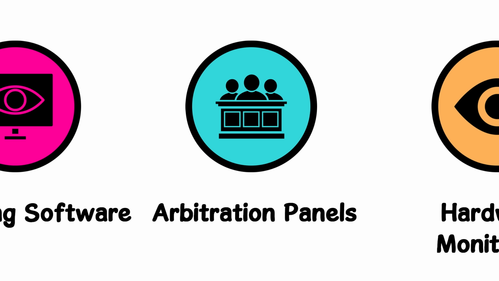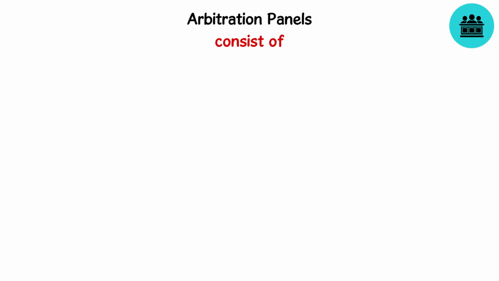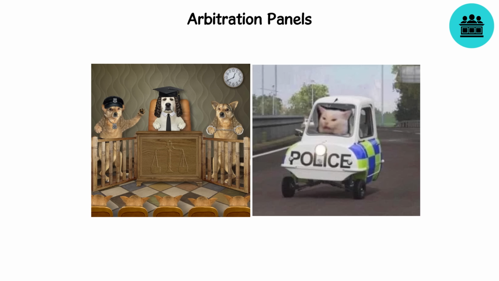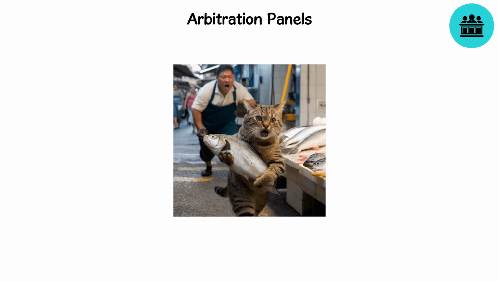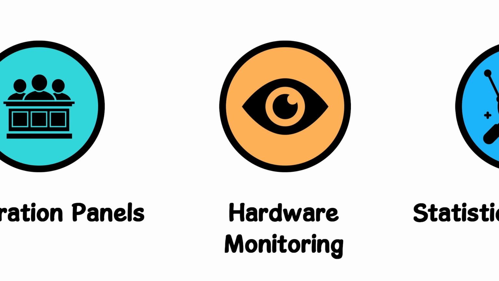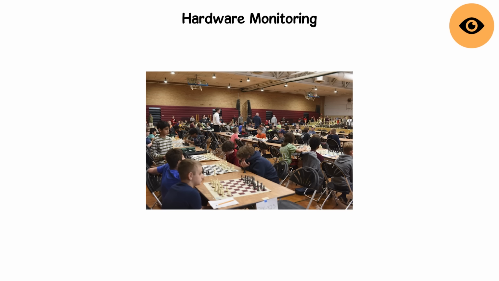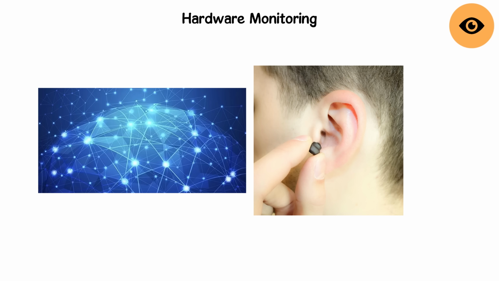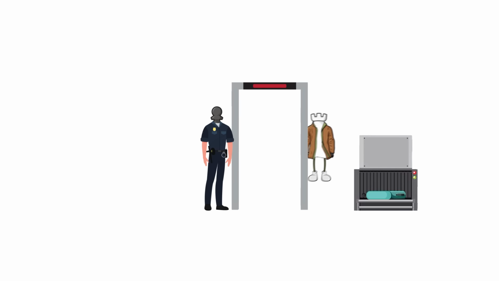Arbitration panels. Arbitration panels consist of expert players and analysts who review suspicious games. They have the authority to determine if cheating occurred based on the evidence presented and their deep understanding of the game. Hardware monitoring. In over-the-board tournaments, devices are used to detect electronic signals. This prevents the use of hidden communication devices that could provide assistance during the game.